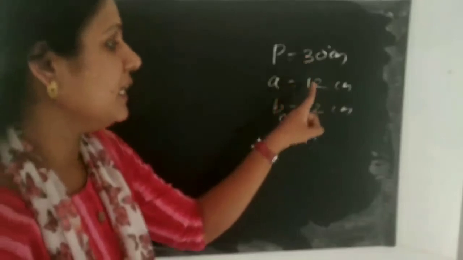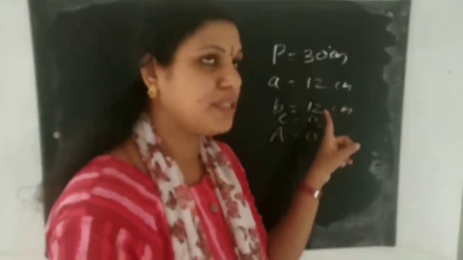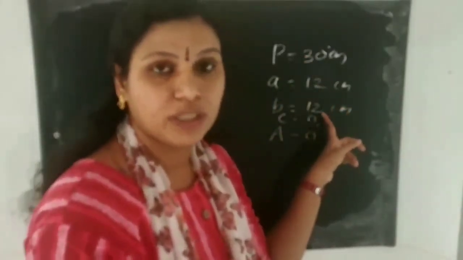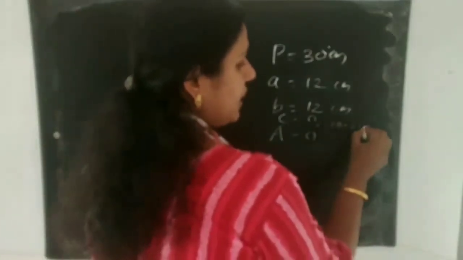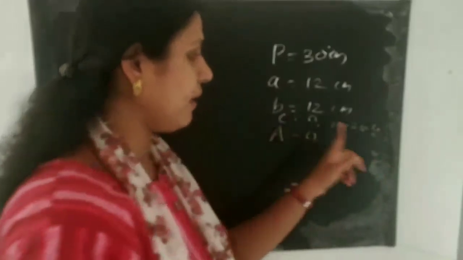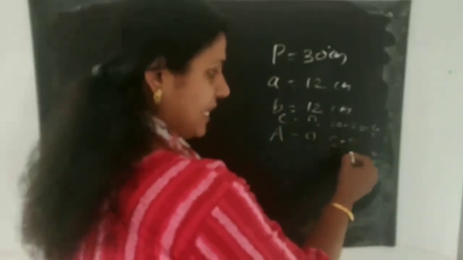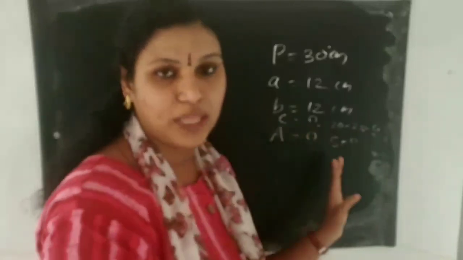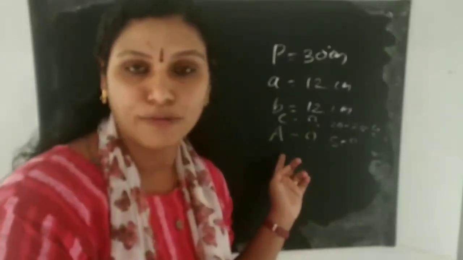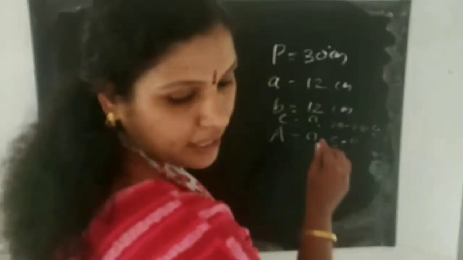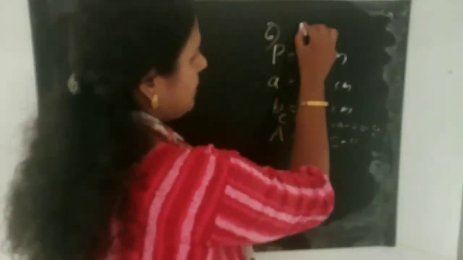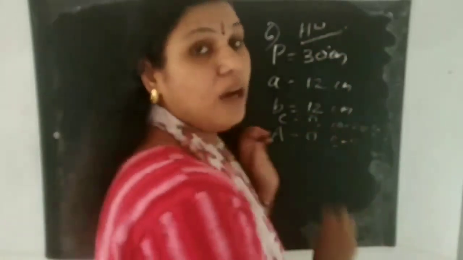How to find that: 12 plus 12 is 24. 30 minus 24 is what? That is 6. So we get the value of C as 6 and substitute. Then we next find what is S. Then substitute those values in the area formula of the triangle, so you get the answer. That is exercise question number 6. The question number 6 you have to do by yourself as homework.